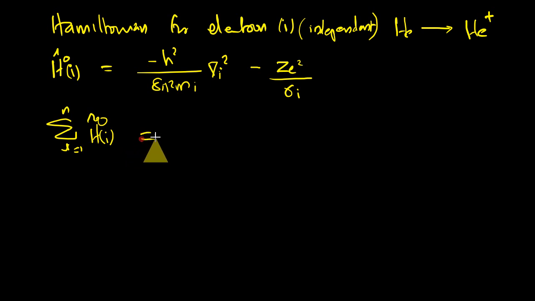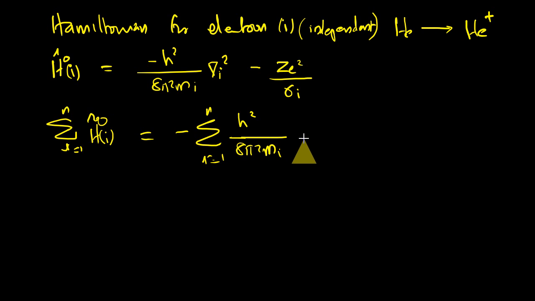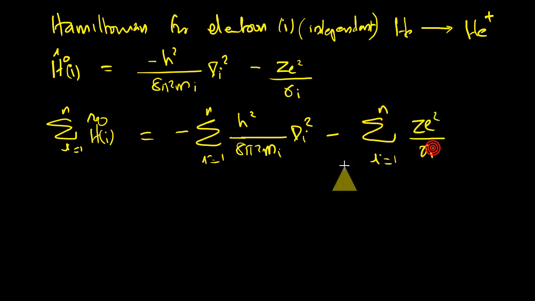So that is equal to minus sigma h square divided by 8 pi square m, i is equal to 1 to n, del i square minus sigma i is equal to 1 to n Ze square divided by ri. Okay, so this is the total Hamiltonian of the system of n electrons where each electron is independent, or there is no interaction between the electrons.